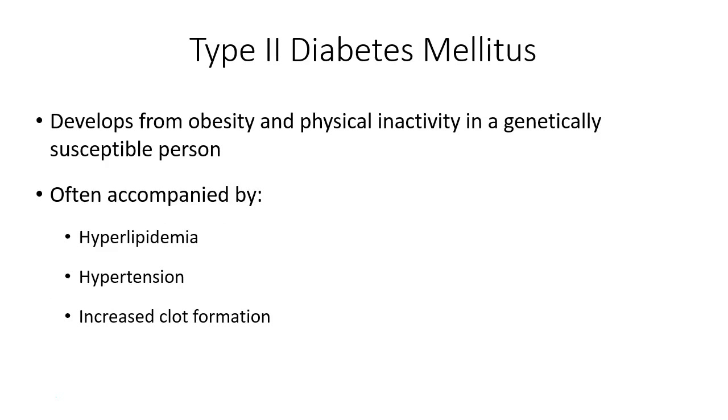Type 2 diabetes develops with obesity and physical inactivity in a genetically susceptible person. So you could watch your weight and exercise and be very healthy, but if genetically you're susceptible, you may eventually end up having type 2 diabetes. But it tends to affect more people that are obese, that aren't very healthy and aren't very active, and they're more predisposed to it. It's often accompanied by hyperlipidemia, hypertension, and increased clot formation. And we'll talk about those things in a little bit.